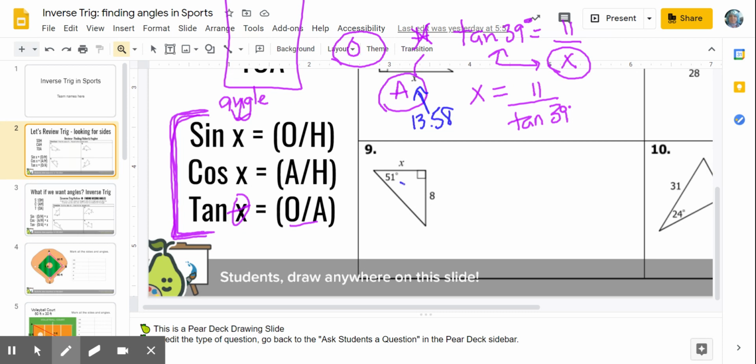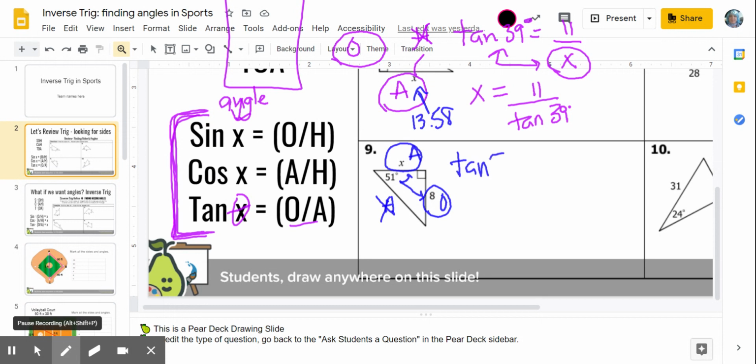So the 8 is going to be the O, the A, or the H. Oh, yeah. So the 8 is the opposite. That's the O. What's the X? The A or the H? The A. That's the adjacent side because the hypotenuse is over here. So what function am I going to use? Sine, cosine, or tangent if I want the A and I have the O? Tangent.